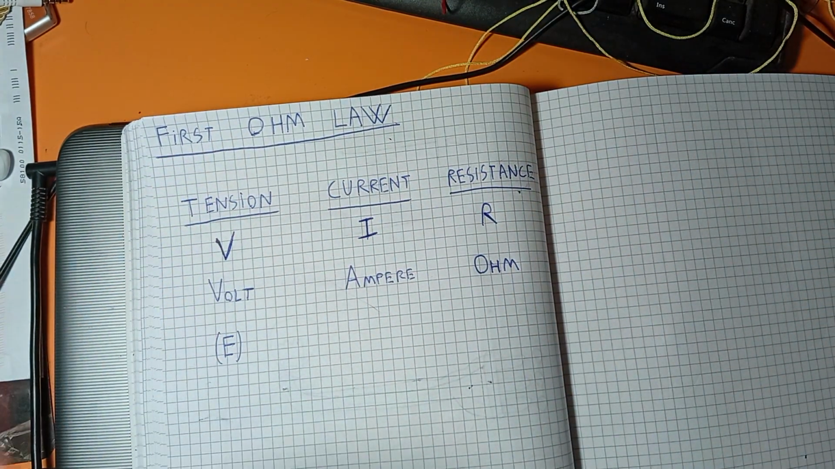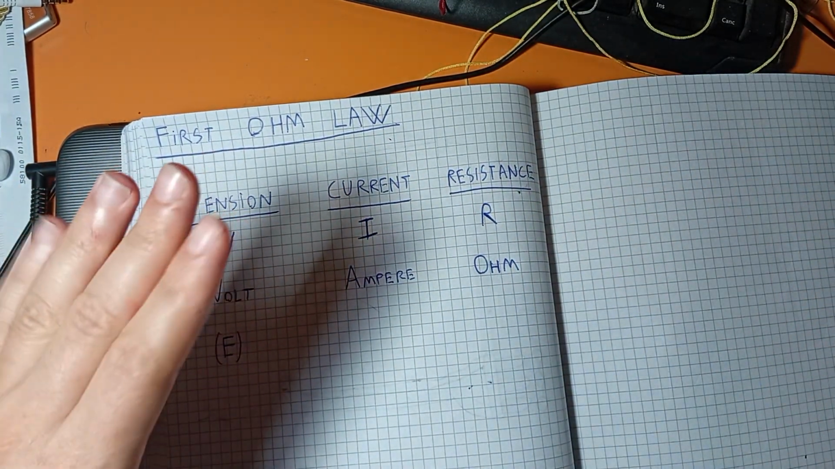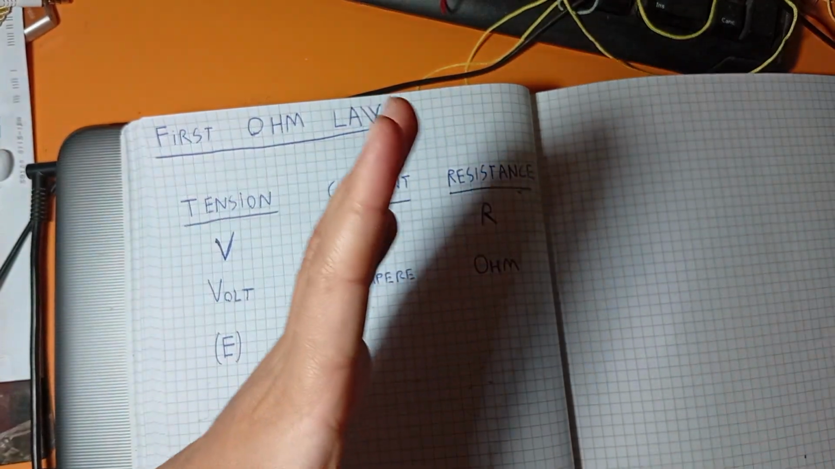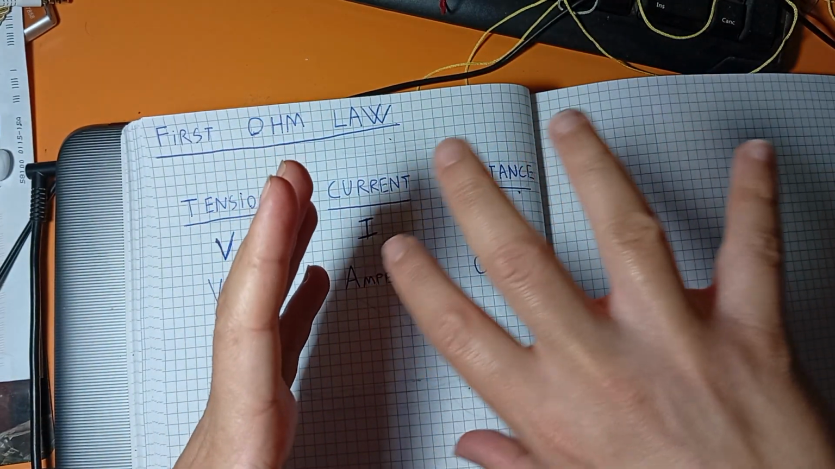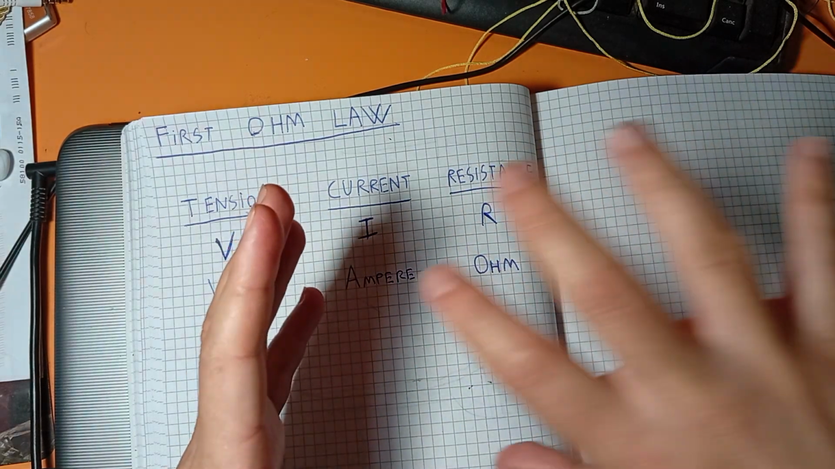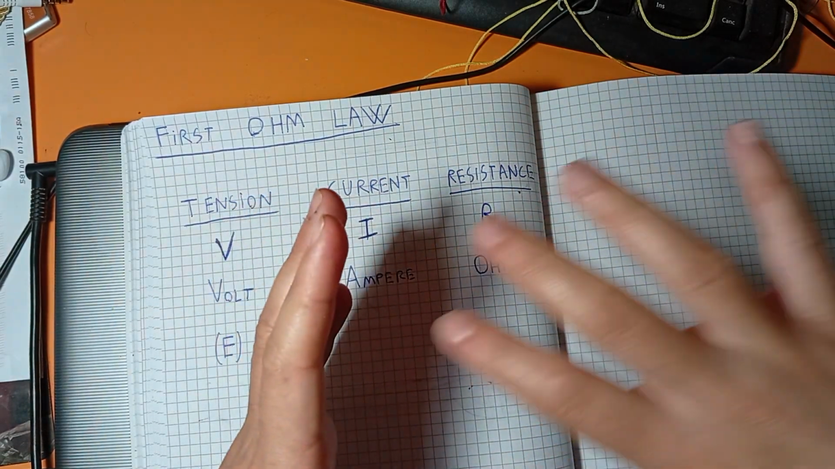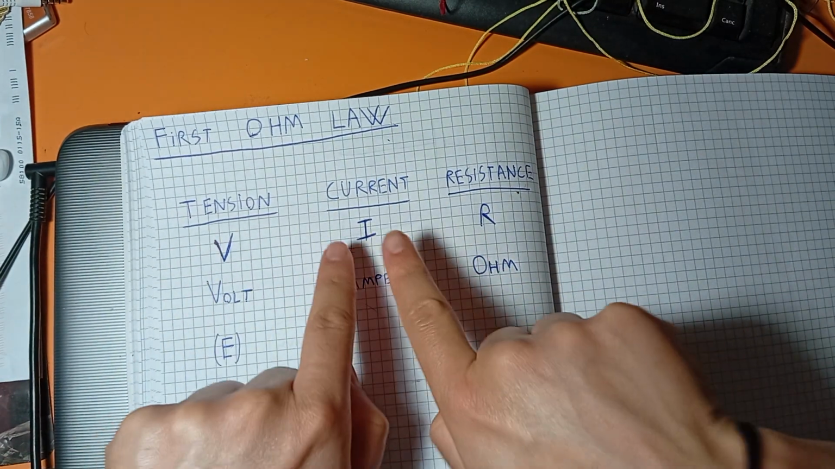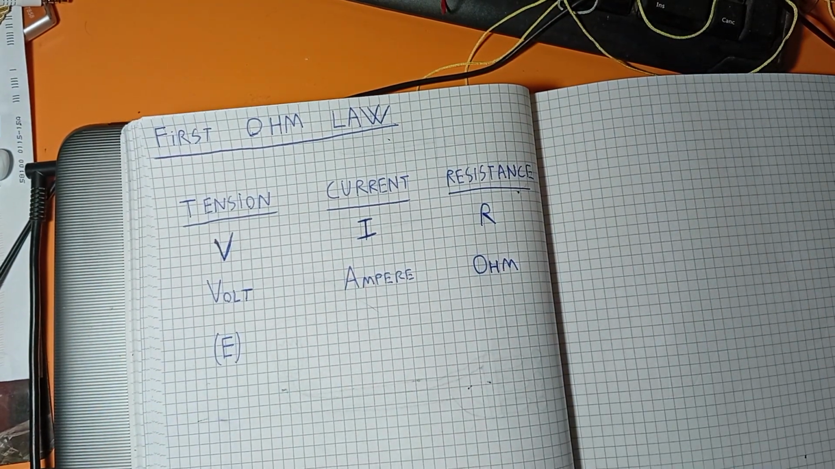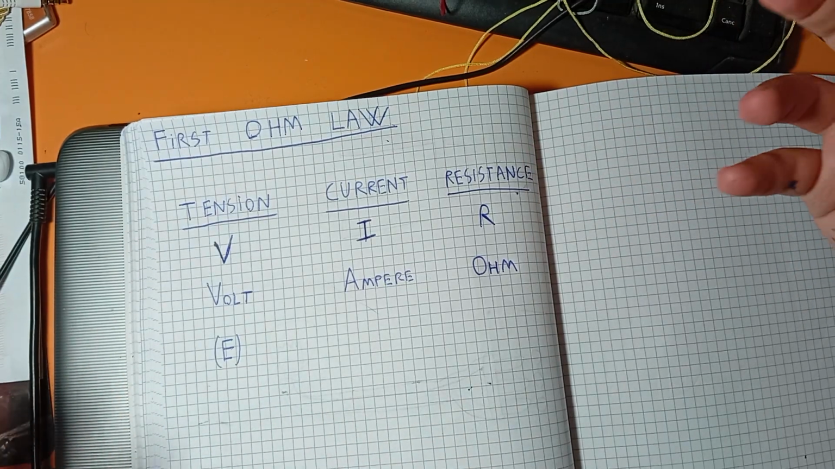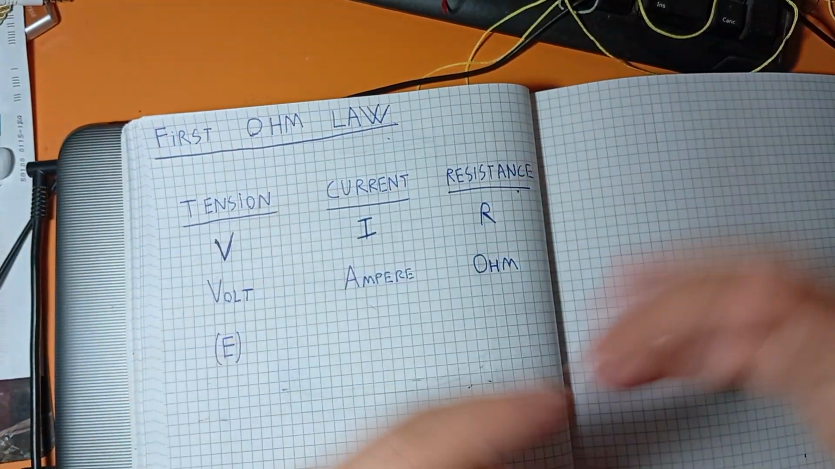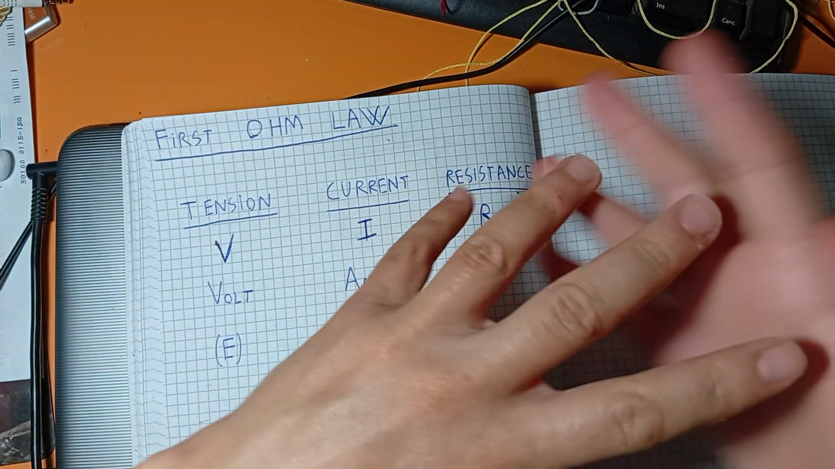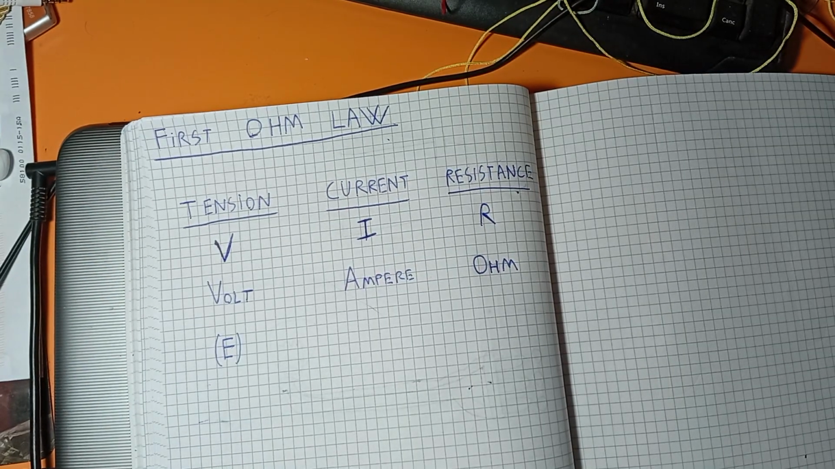So the hand that pushes the water is the generator, is the tension. And the water that moves in this other direction is the current. This is the great difference between tension and current. Remember this. And the resistance is everything that makes the water movement more difficult, like something that stays here and blocks the water. Imagine something like this.